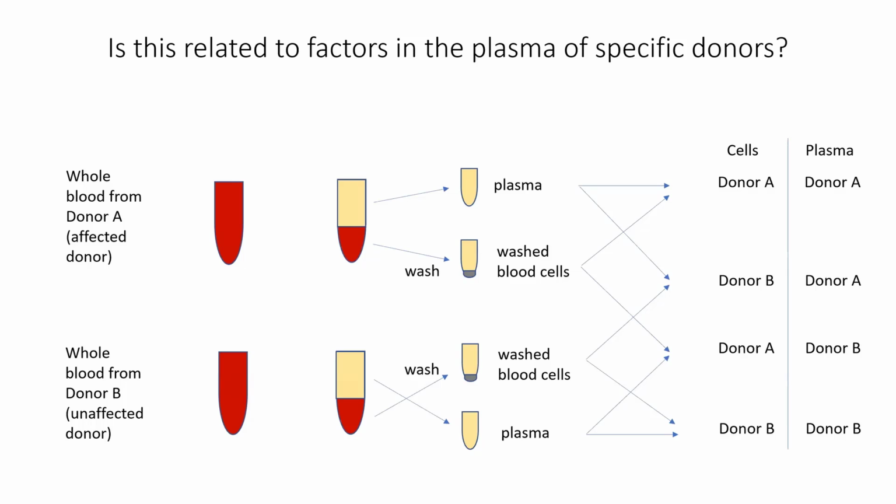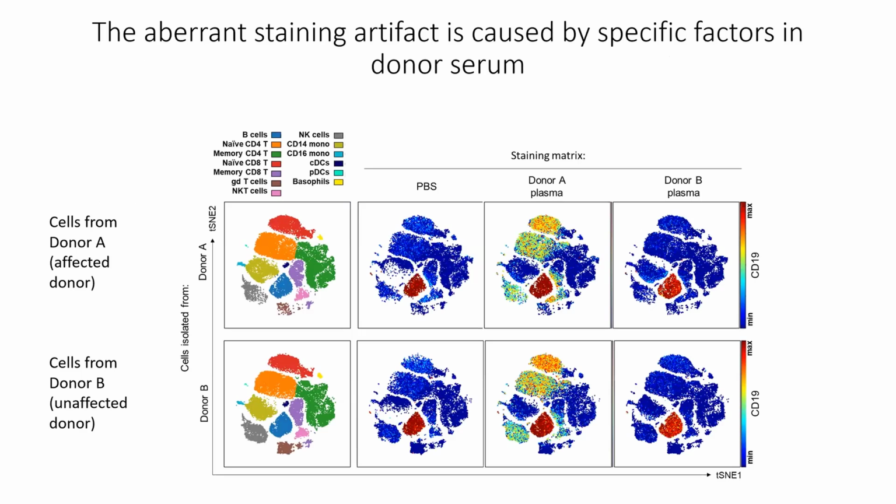And in doing that experiment, this is what the data looks like, and it's pretty clear. The top row here is showing blood cells from the affected individual. The bottom row is showing blood cells from an unaffected individual, and the different columns here are showing different staining matrices. So you can see if you take those blood cells and stain them just in the presence of PBS, the artifact is completely gone. The CD19 staining here is now localized just to the B cell compartment, as you would expect.